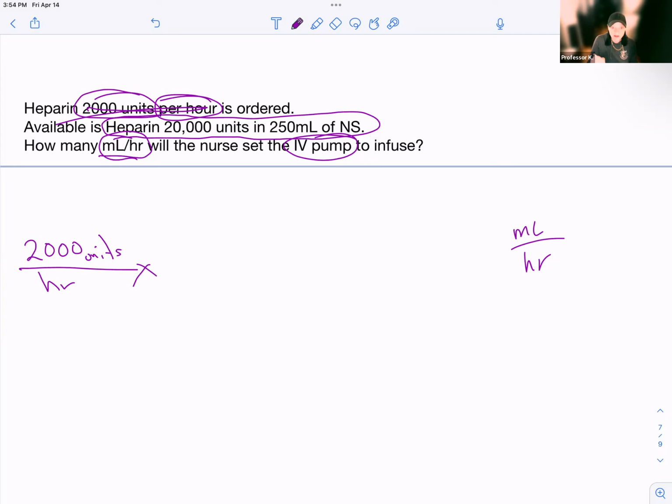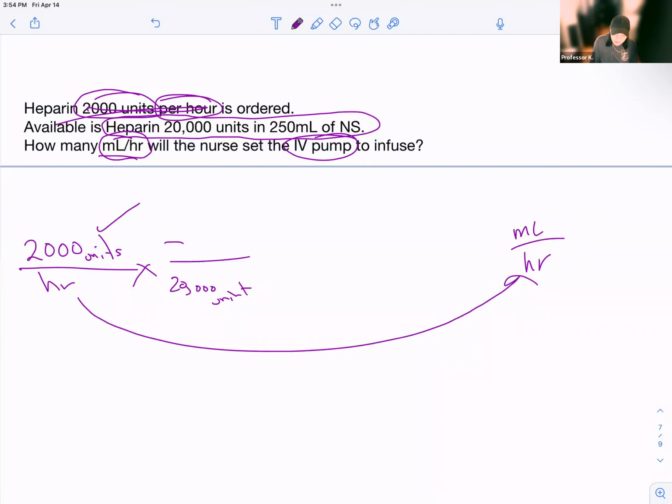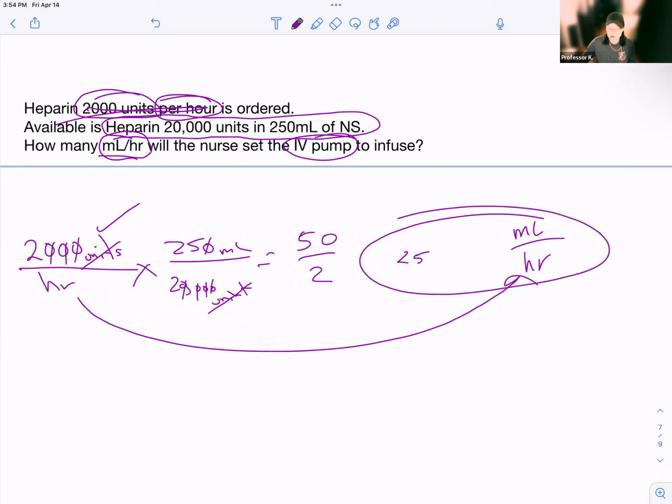Now that I've got that, I already have hour. How do I get rid of units and get to milliliters? I'm going to use what's in my problem. There's 20,000 units in 250 milliliters of normal saline. Cross off my units. Beautiful. So now 25 times 2, I'm going to do the math. 25 times 2 is 50, and then over 2, divided by 2, that gives me 25 milliliters an hour.